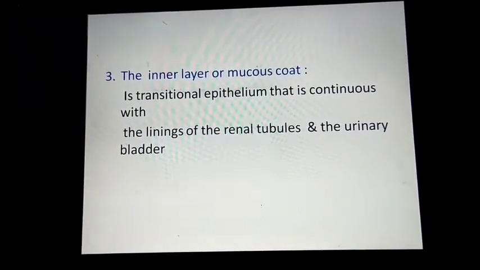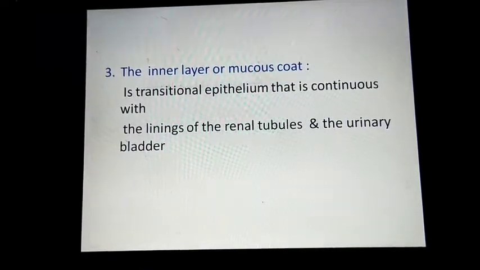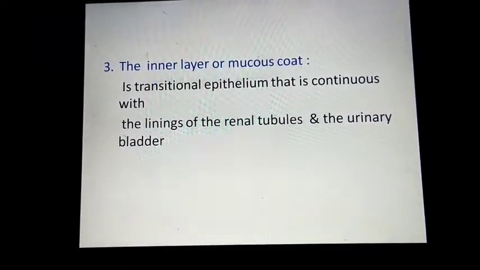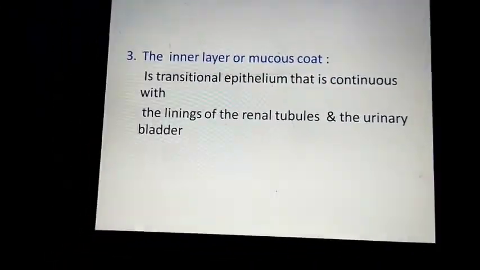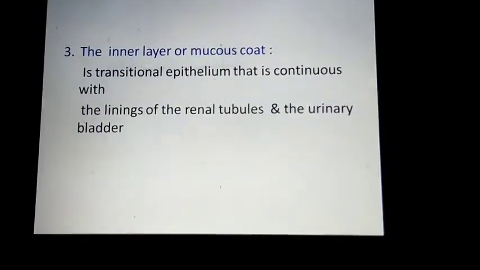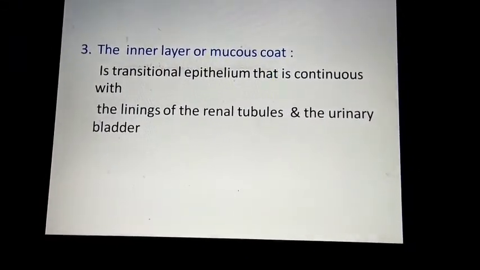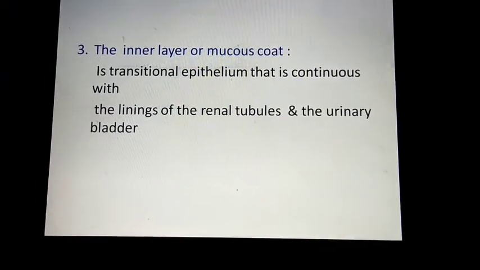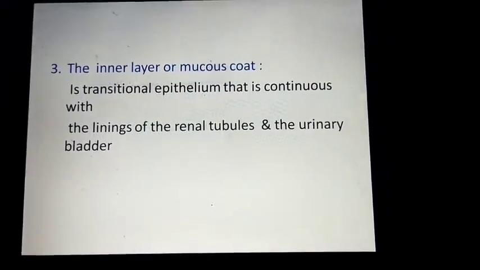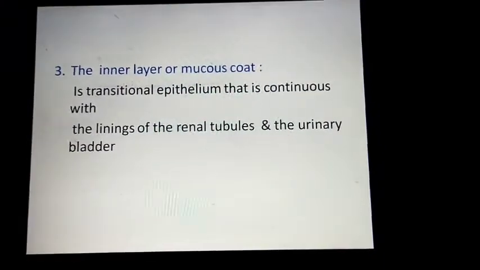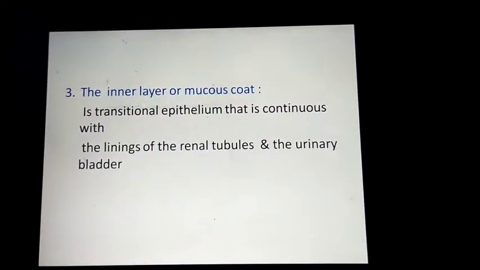It is transitional epithelium that is continuous with the lining of the renal tubules and the urinary bladder. These are the 3 coats or layers of the ureter: the inner is mucosal, the middle is muscular, and the outer is the fibrous connective tissue layer.